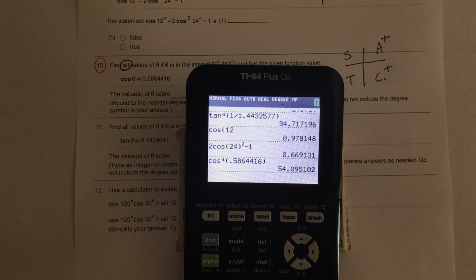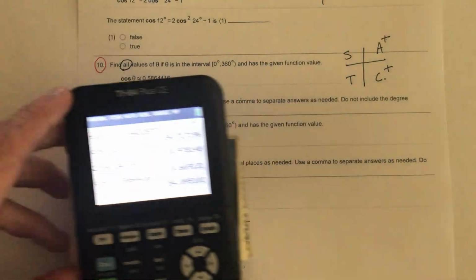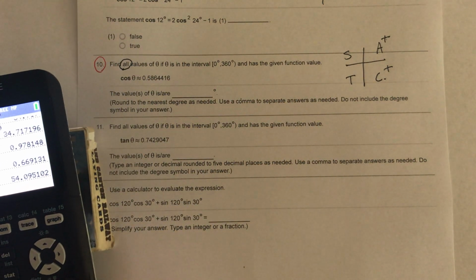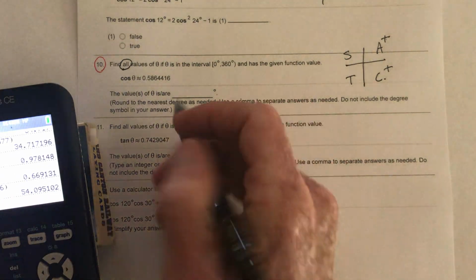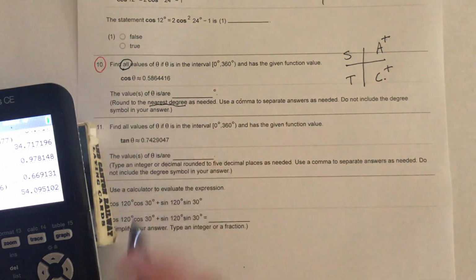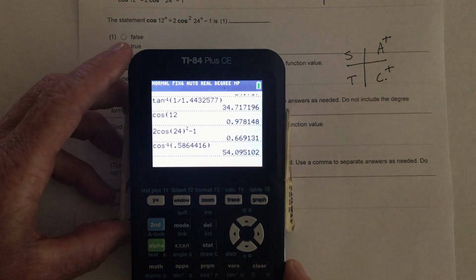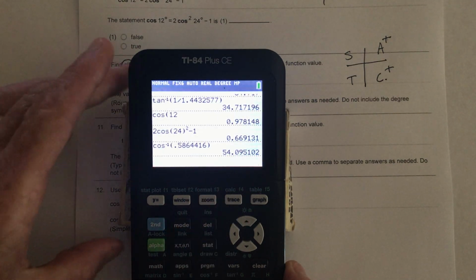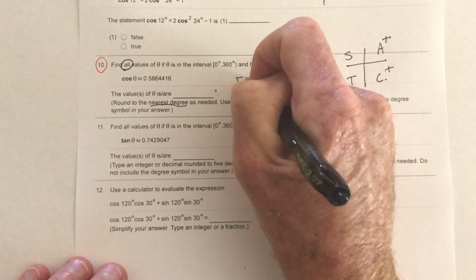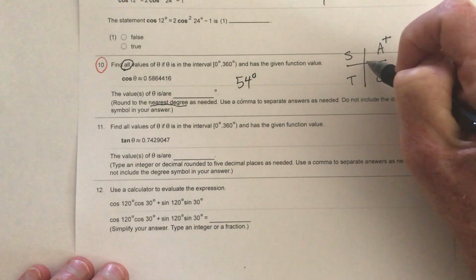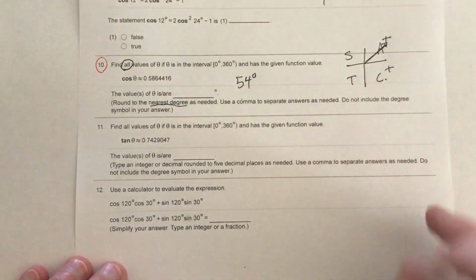And so one answer, how many decimals did they say? Round it to the nearest degree. So this would get rounded to just 54 degrees. So one answer would be 54 degrees, and that would be in the first quadrant.